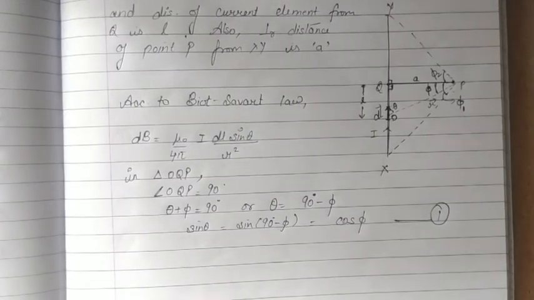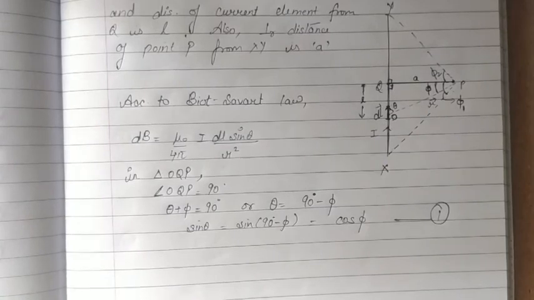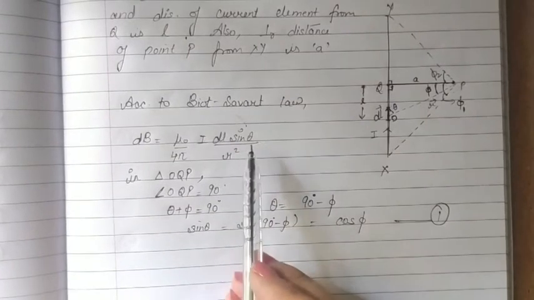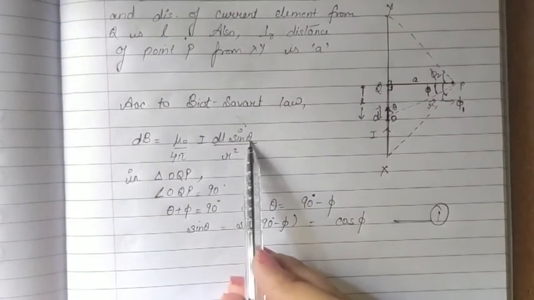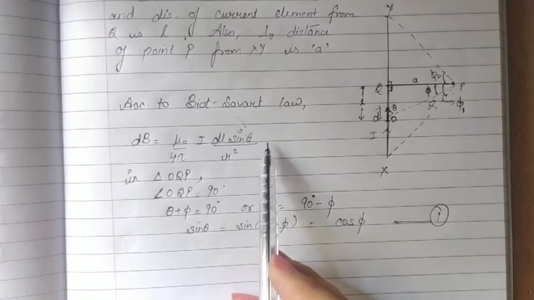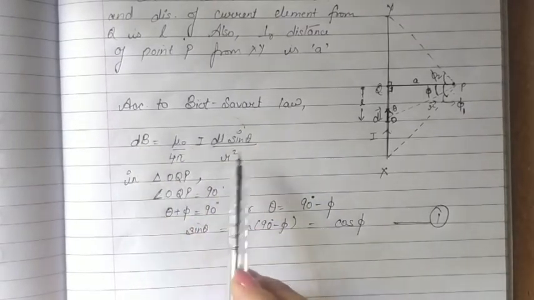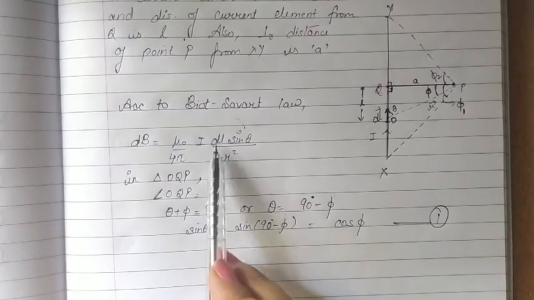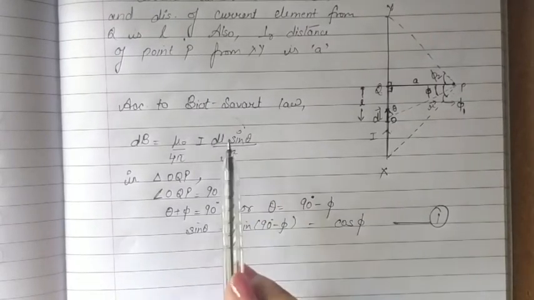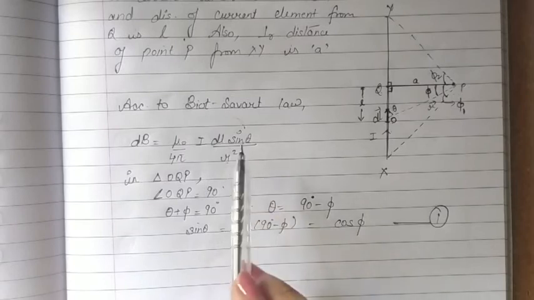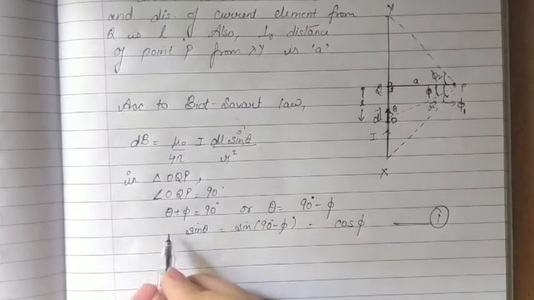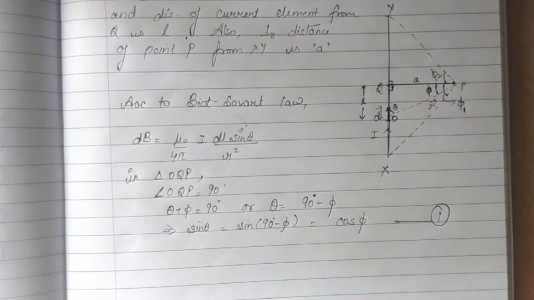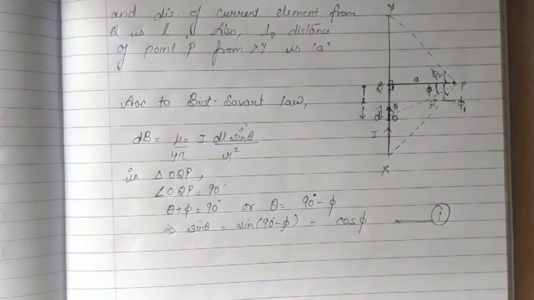So now our target is, in this relation, we want to eliminate the term theta first. We want this whole formula in terms of phi. So we want to eliminate r, dl and sine theta, and want their values in terms of phi. First of all, I get the value of sine theta in terms of phi, that is cos phi. Now the next thing that I am going to find is r.